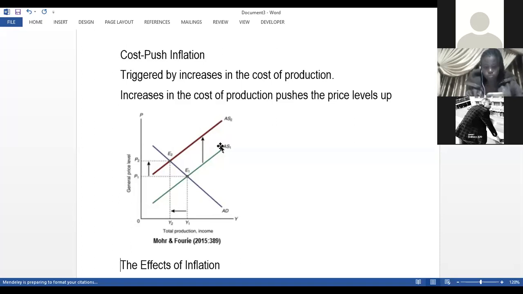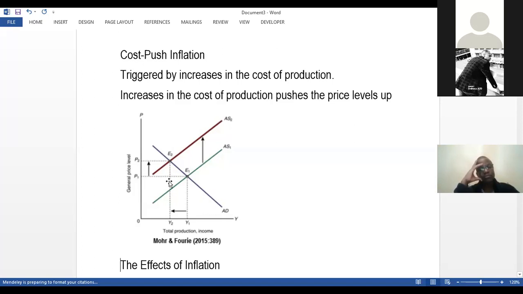So in such a scenario, it would result in them passing the increase in the cost of production in form of increases in the prices, because obviously due to the increases in the cost of production, we would be having a different equilibrium within that economy. Remember, the aggregate demand is not changing here. What is changing is only the aggregate supply.